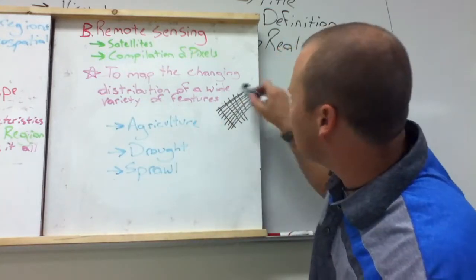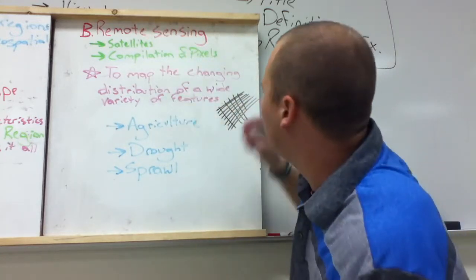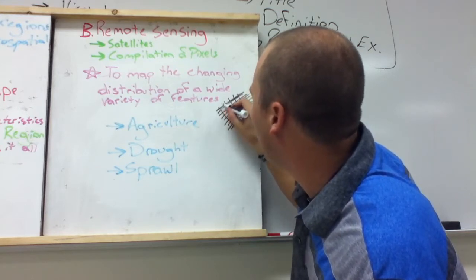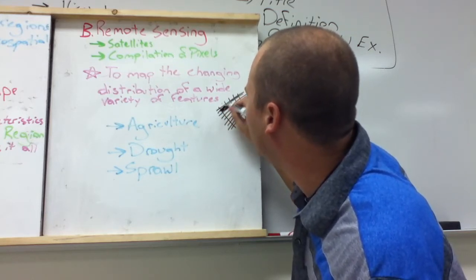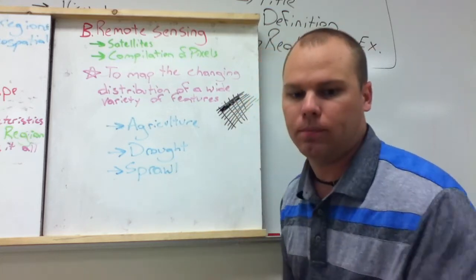Now, essentially, when you take remote sensing, you get a grid, because you're putting all of these different pixels together to make one big image. So it's taking all these small pictures of all these pixels, and it's coming together for one big image.